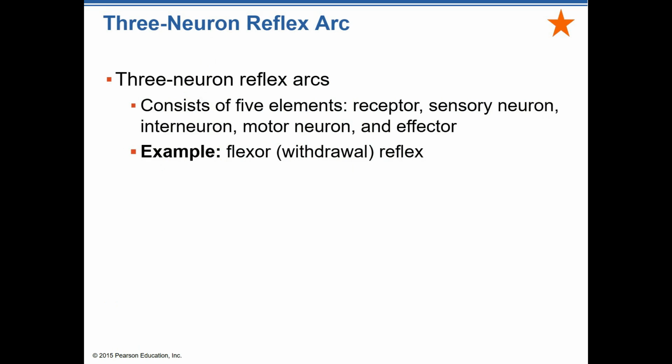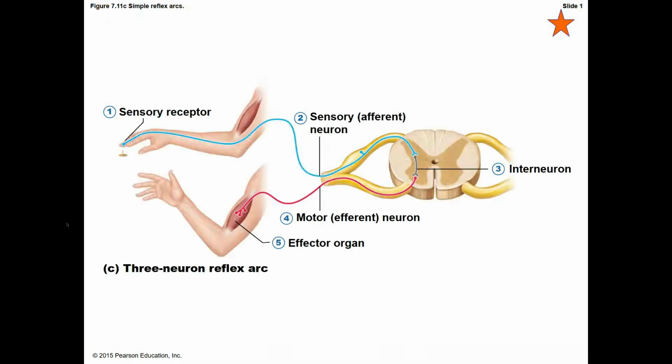Again, I left these slides in. The 3 neuron reflex arc has all 5 elements. It might be good to know just because you already are learning the 5 elements. It's going to have the same pathway, but there's an interneuron in the spinal cord that's going to do a little bit of signal processing before sending it back out on that efferent motor neuron.